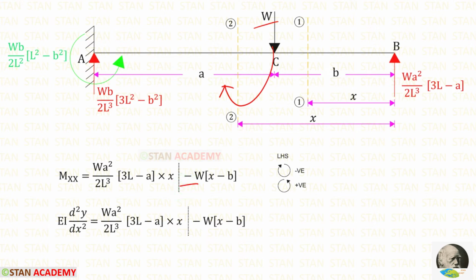For this load, we have to take this distance. This distance is x minus b. These two terms should be separated by the dotted line because this term is only applicable beyond the point C. From the point B up to the point C, only we have to consider this. Let us equate the moment about the sections to EI d square y upon dx square.